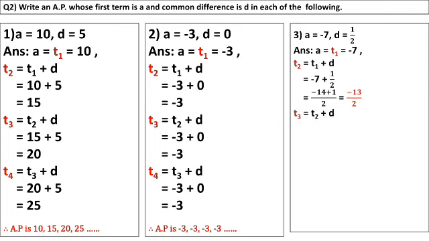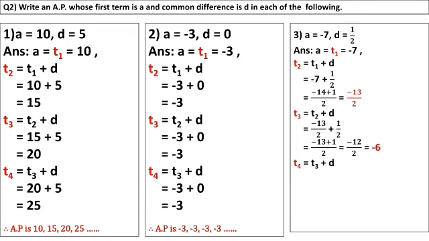For finding the T3 we need to do T2 plus D. T2 value is minus 13 upon 2 plus 1 upon 2. So denominator 2 is common, minus 13 plus 1 upon 2. So from 13 we minus 1 we get minus 12 upon 2. 2 1s are 2, 2 6s are 12. Minus 6 we got the answer.